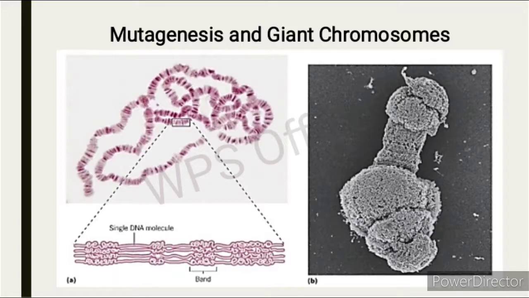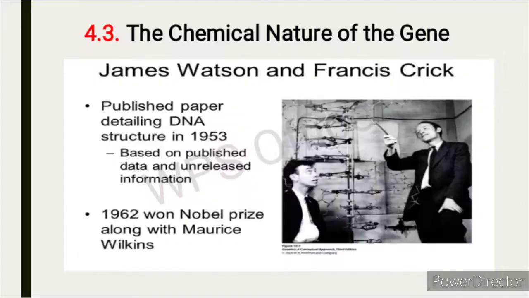Painter found the individual bands correlated with specific genes. The relative positions of these genes on the giant chromosomes agreed with those predicted on the basis of genetic maps prepared from recombination frequencies, providing visual confirmation of the validity of the gene mapping procedure. Next, we discuss the chemical nature of the genes.